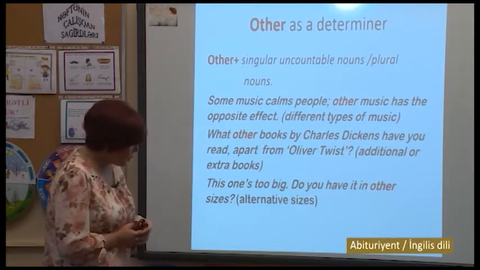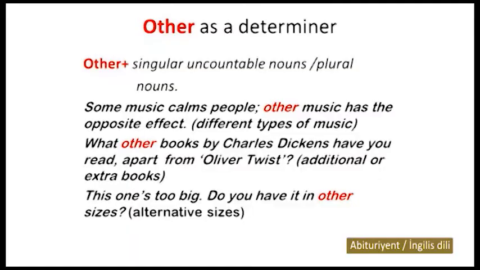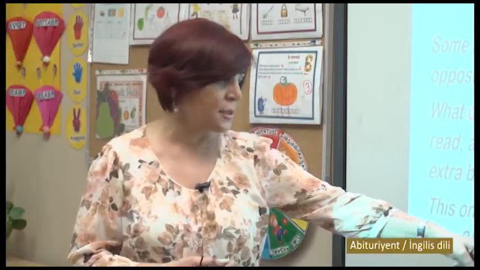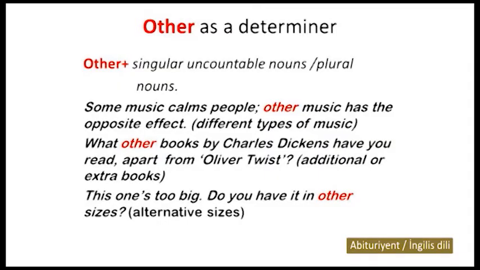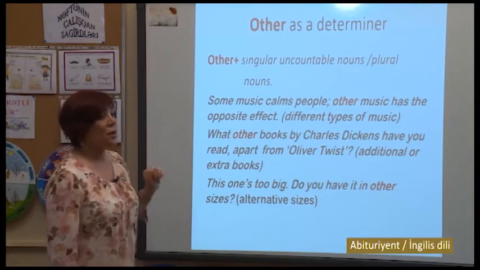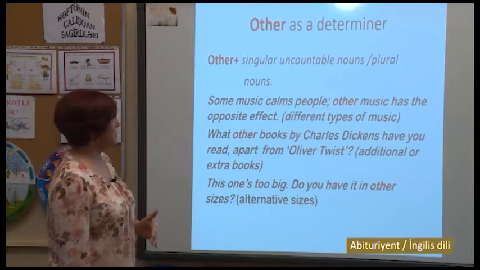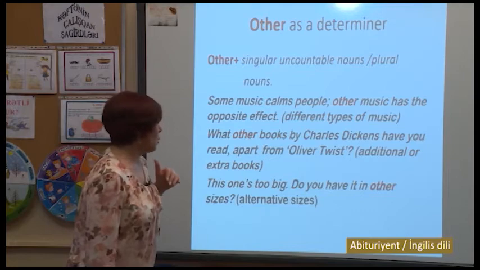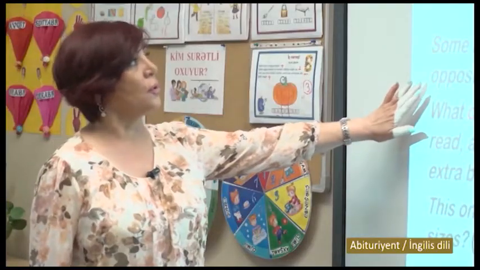Then the third sample is, this one is too big. Do you have it in other size? It means an alternative size. It is not my size, so I would like a larger size. And its meaning here is an alternative. And in all three sentences, other has been used as a determiner. If other is used as a determiner, its question is which. Which books by Charles Dickens, which music has the opposite effect, or which size would you like?